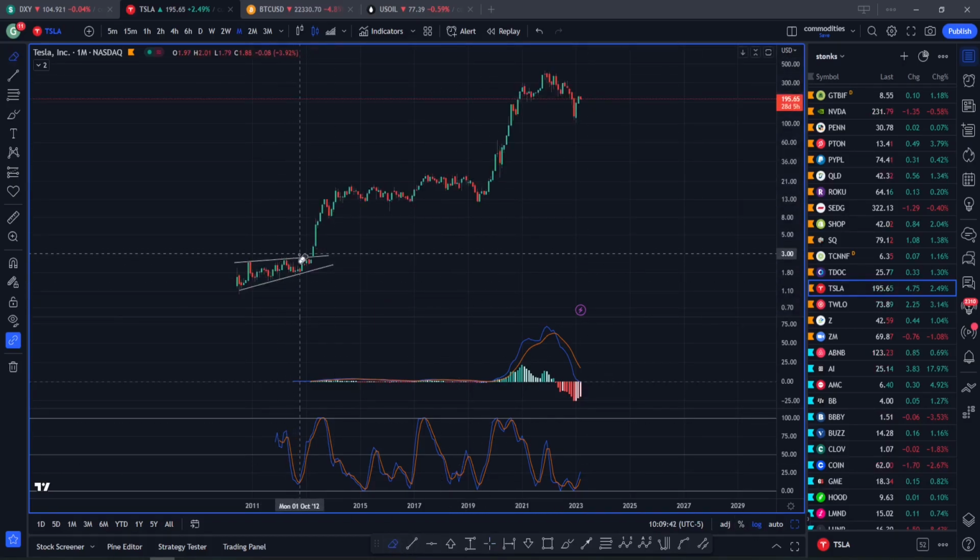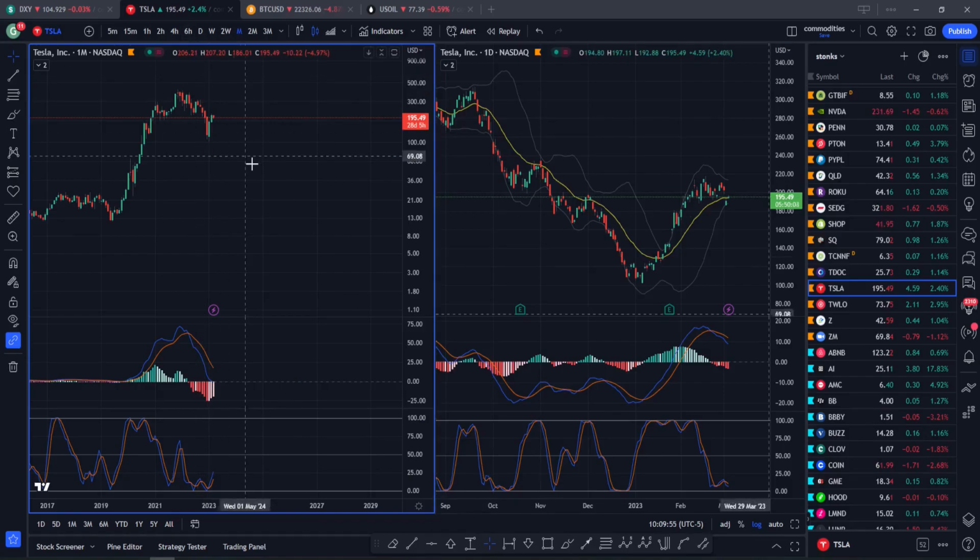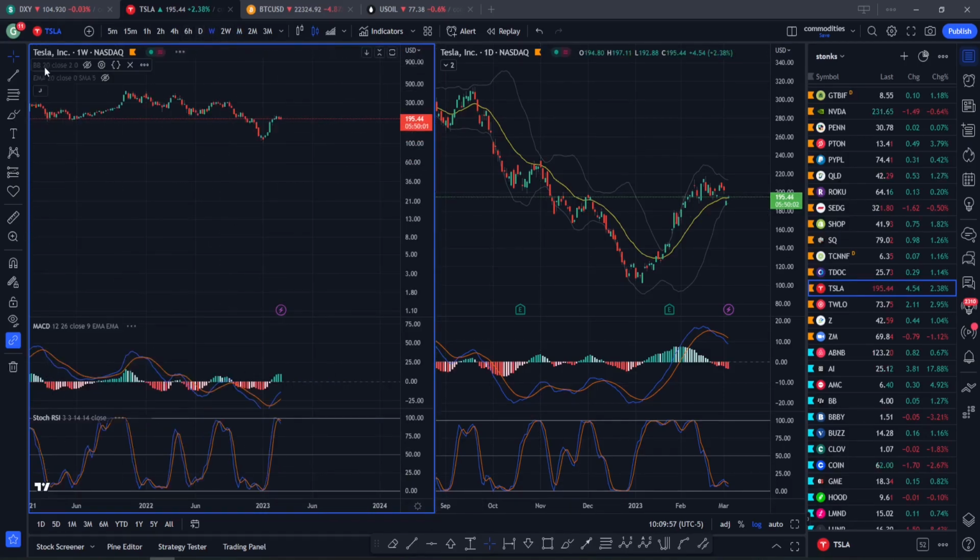So that's just something I wanted to note with TradingView when you're doing your analysis, especially on high volatility assets and longer time frames. So let me just get these charts back to how I like them.